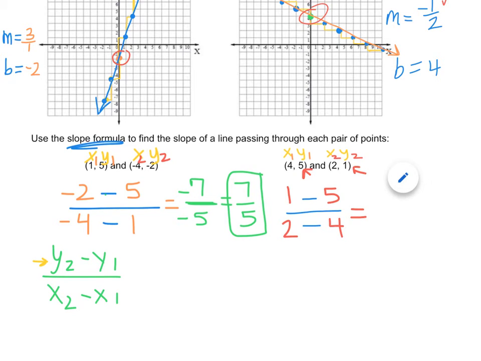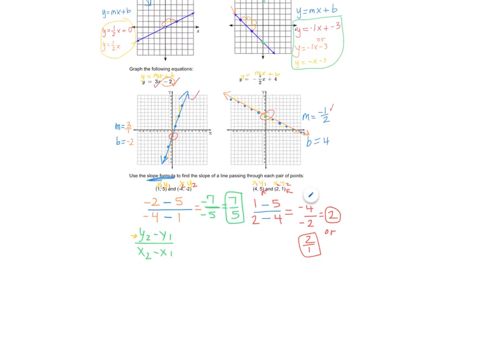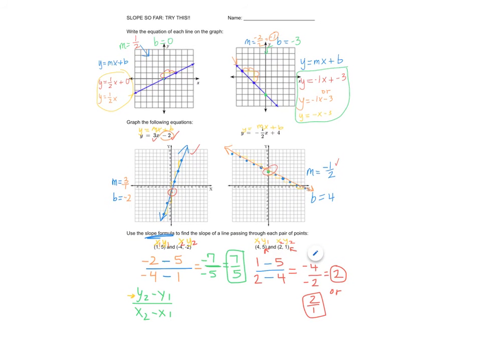Okay, now do your math. 1 minus 5 is, careful, -4. And 2 minus 4 is -2. If we simplify, the double negative is going to be a positive, and 4 divided by 2 is 2. We could say 2, or we could say 2 over 1. Either one is correct. Okay, go ahead and make sure you have all of this work shown and flip to the back.